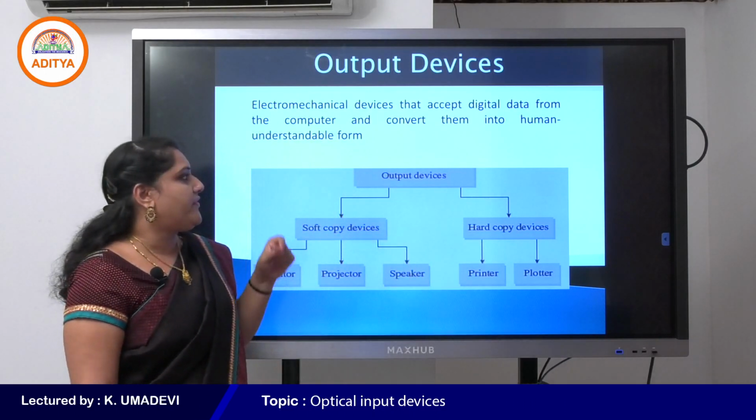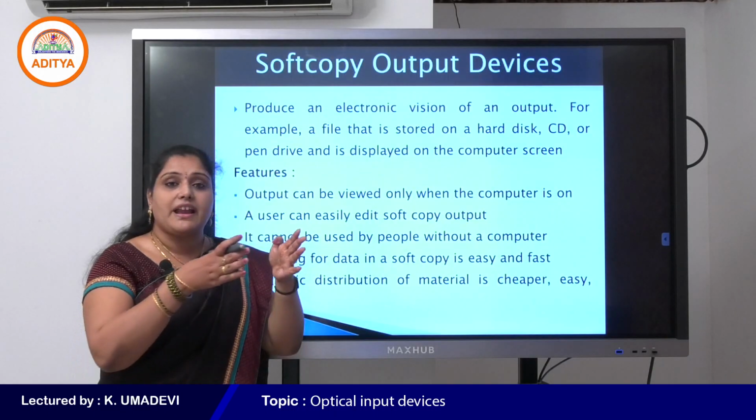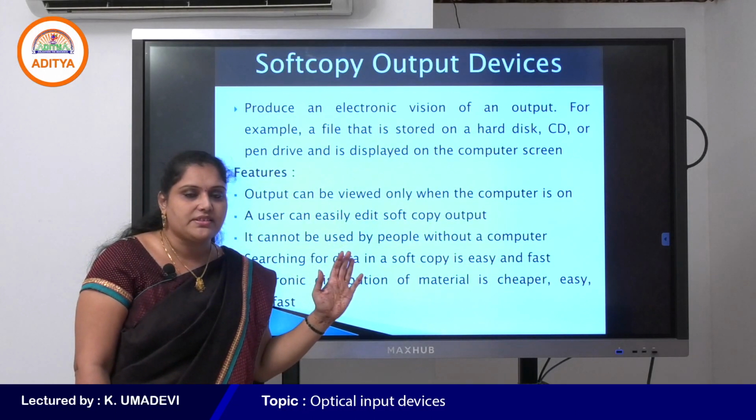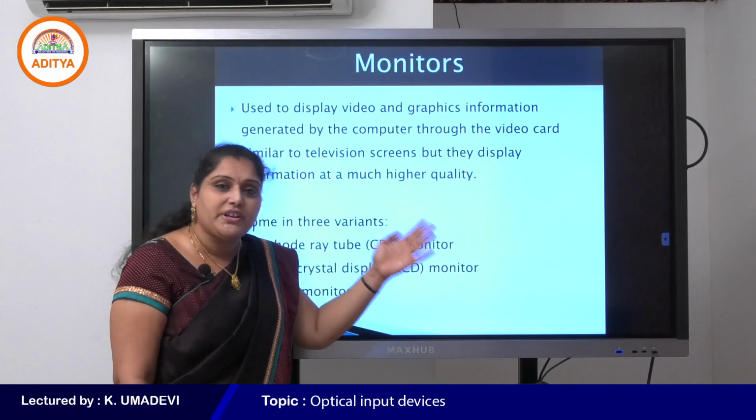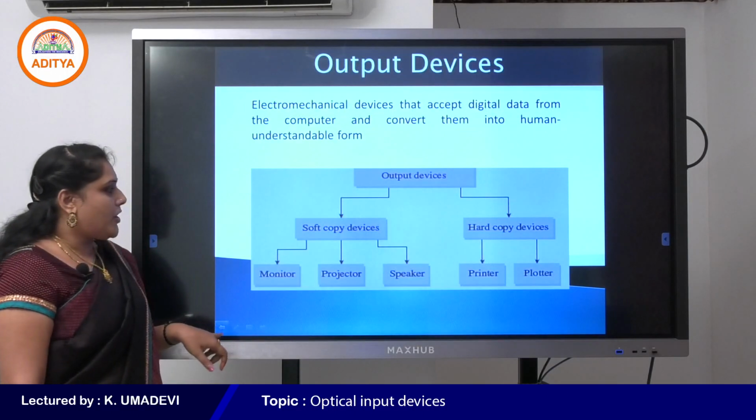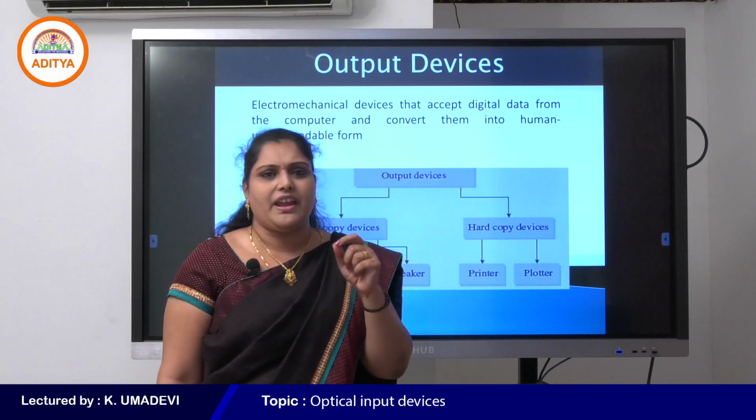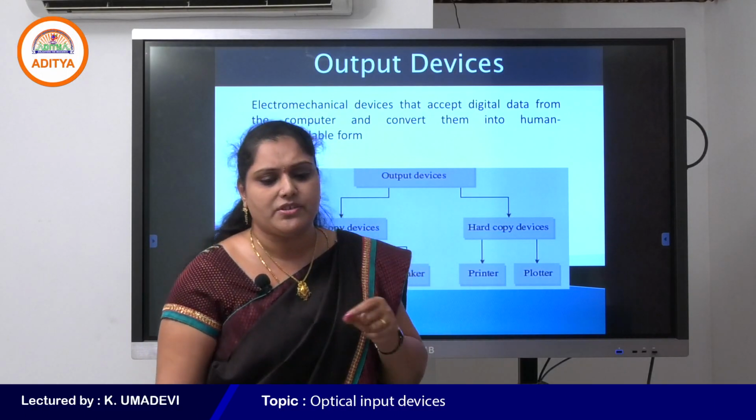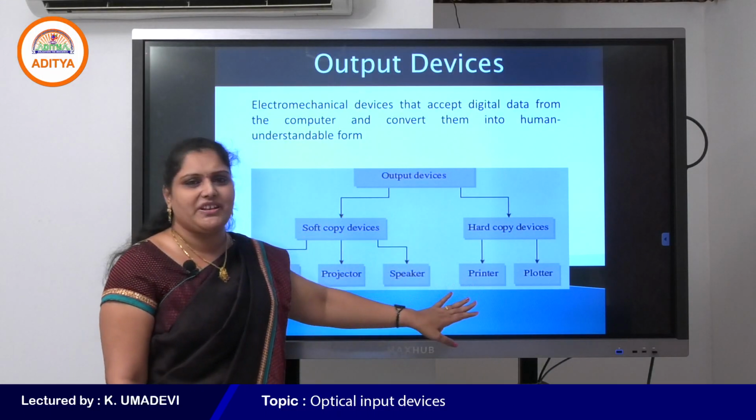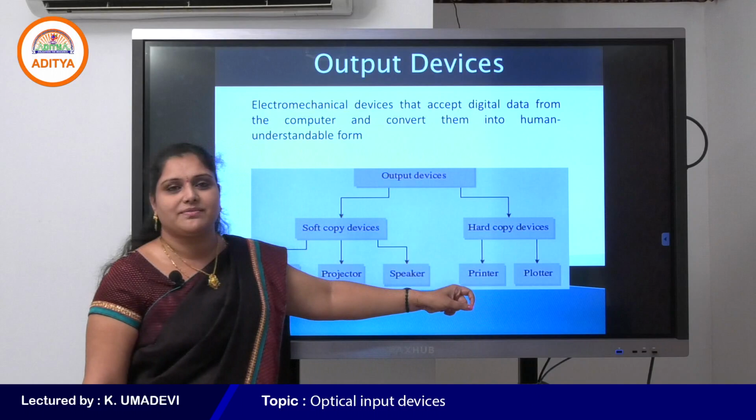So what are the output devices available for the computer? Output devices are again classified into two types: soft copy output devices and hard copy output devices. Again I am asking, what is meant by hard copy and soft copy? Why do monitor, projector and speaker come under soft copy output devices, and why do printer and plotter come under hard copy devices?